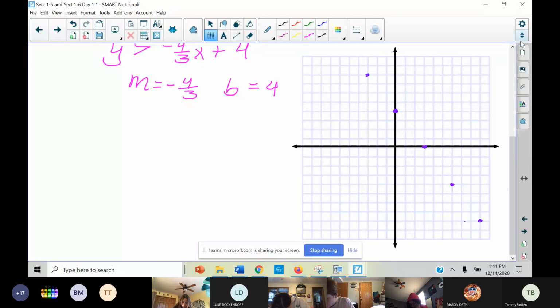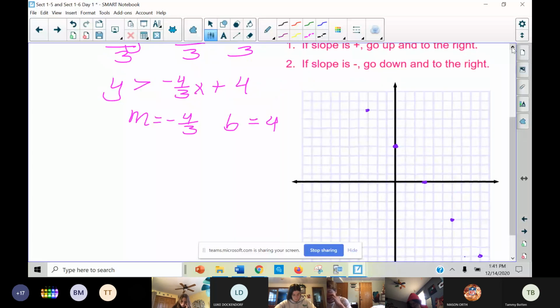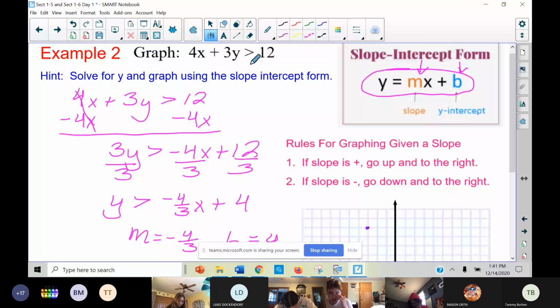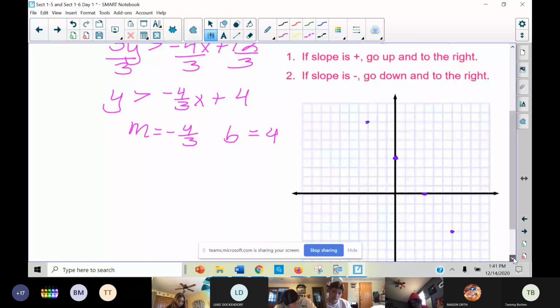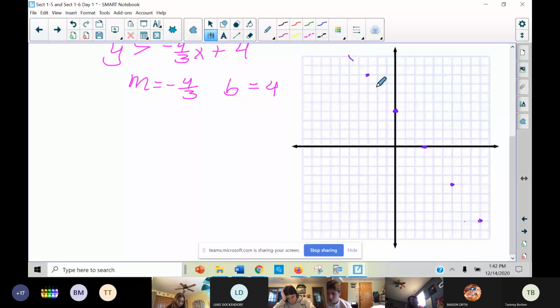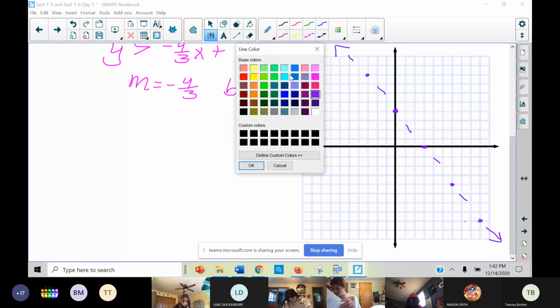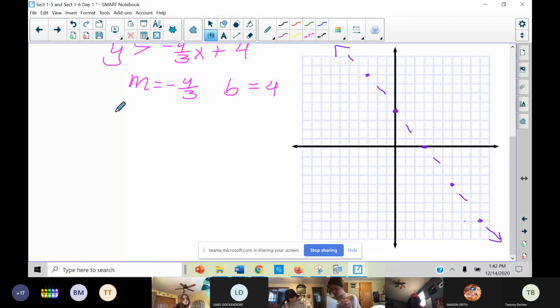And then you have to ask yourself, do I put a solid line or a dashed line? And this one has just greater than. There's no equal to, so that tells me that I need a dashed line. Okay, so I have that dashed line there. And then again, I need to figure out where I am going to shade this. So I again am going to try the point 0, 0, because my line doesn't go through that. So it's okay to do that.